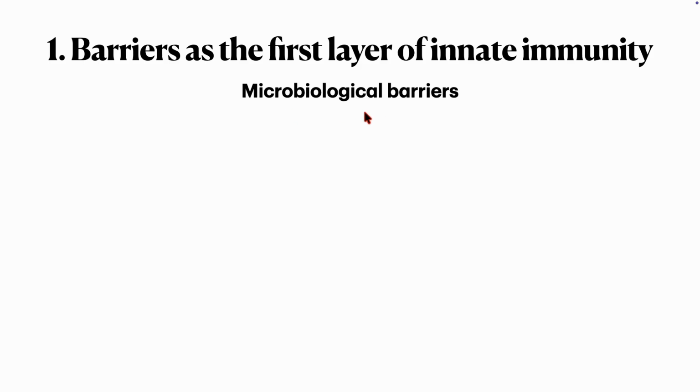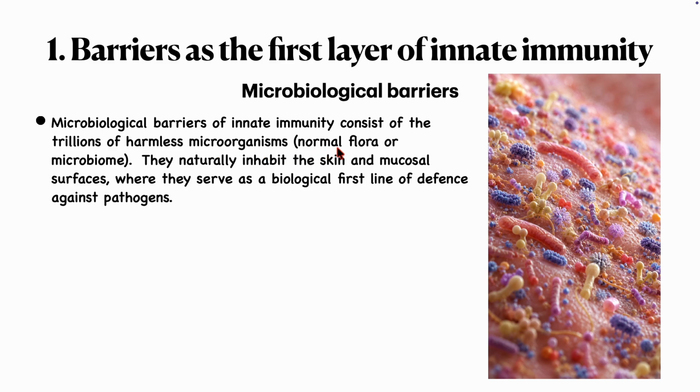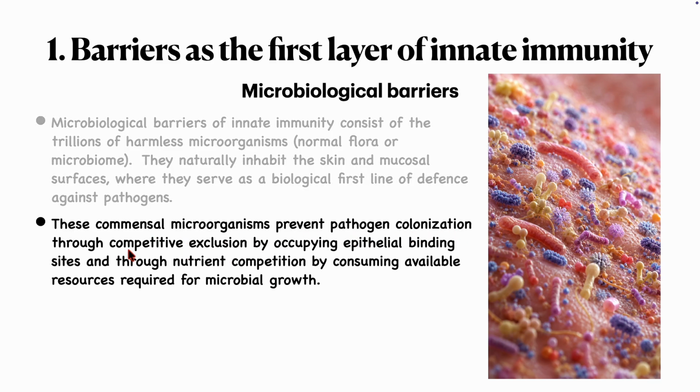Microbiological barriers of innate immunity consist of trillions of harmless microorganisms which are normal flora or microbiome of the body. They naturally inhabit the skin and mucosal surfaces where they serve as a biological first line of defense against pathogens. These commensal microorganisms prevent pathogen colonization through competitive exclusion by occupying epithelial binding sites and through nutrient competition by consuming available resources required for microbial growth.